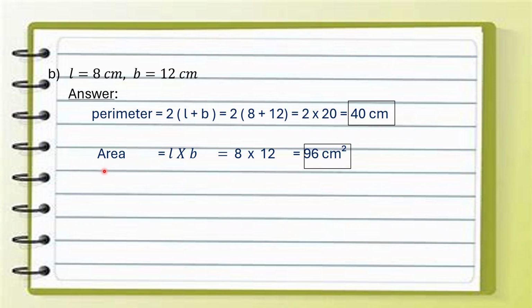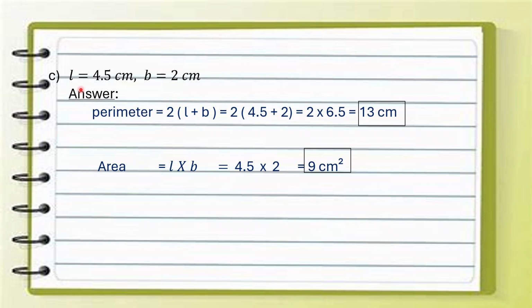Okay. Now let's find the area of a rectangle. What is the formula? L into B. What we have to do? We should substitute the values of L and B. So that is 8 into 12, which is equals to 96 centimeter square.